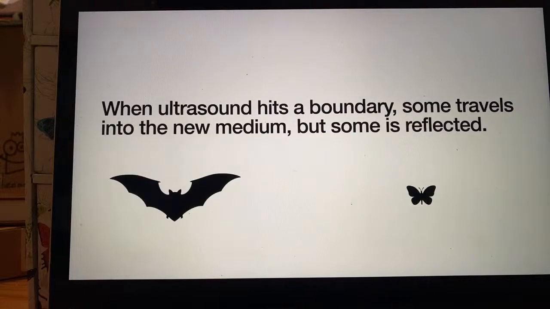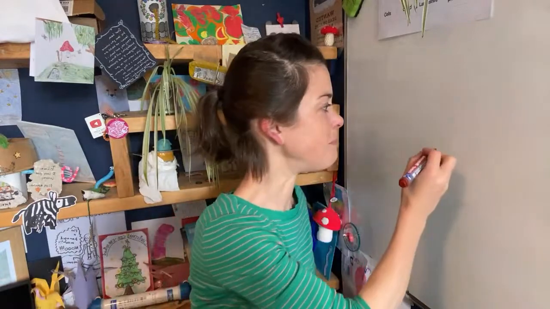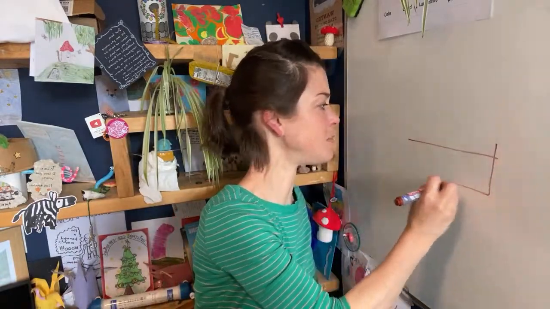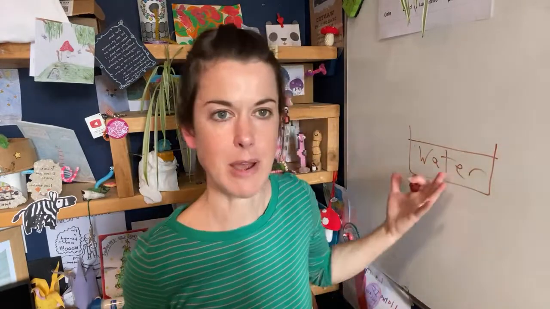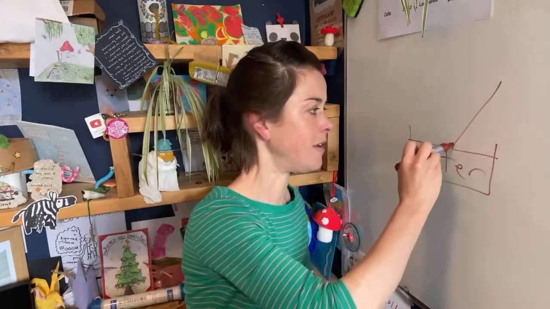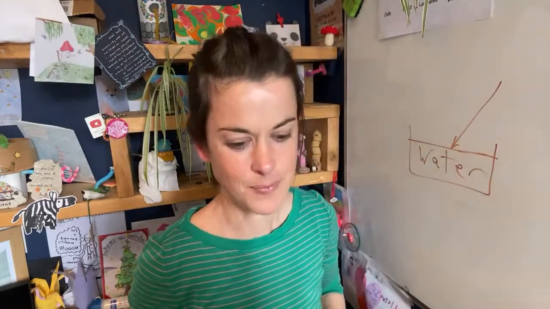So when ultrasound hits a boundary, some travels into the new medium, but some of it is reflected. Are you all right with all those words? We used those words a bit last week. So are you okay with the fact that a medium is just kind of stuff? So air is a medium, glass, water is all a medium, and a boundary between mediums. We talked about this a bit when we talked about refraction and things like that. We've talked about stuff going from air into water. So the boundary is like the dividing line.